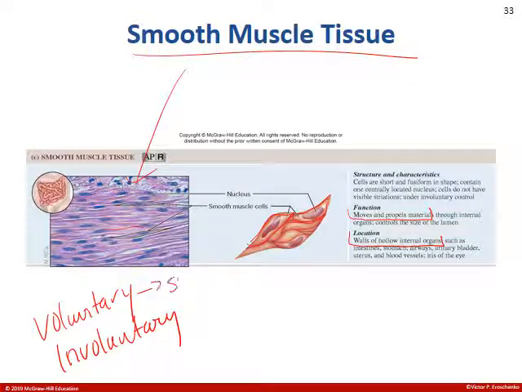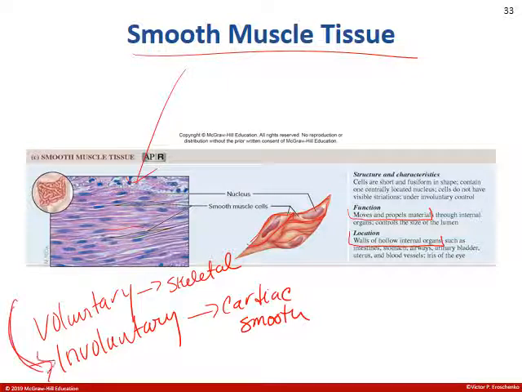So remember, voluntary is skeletal. Skeletal muscle is voluntary, which means I can control it. I can tell it to contract and move, or I can tell that muscle to not contract. I can inhibit that muscle. Involuntary is both your cardiac and your smooth. You cannot inhibit this. If I said, heart, stop right now, that's not going to work, right? My brain is behind the scenes telling my heart and my smooth muscle to contract. I have no control over what's happening to those tissues.